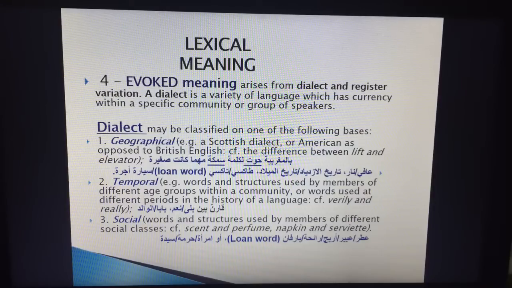And then you have the final one, which is called, in the lexical meaning, evoked meaning, which arises from dialect and register variation. So evoked meaning is linked to dialect and register. So what is dialect? Of course, we know what dialect is. It is a variety of language which has currency within a specific community or a group of speakers.